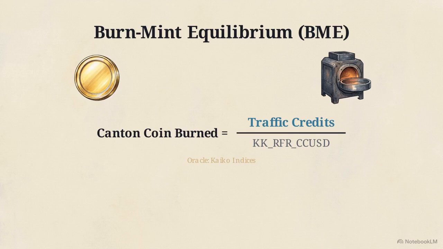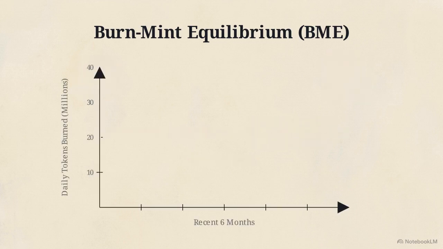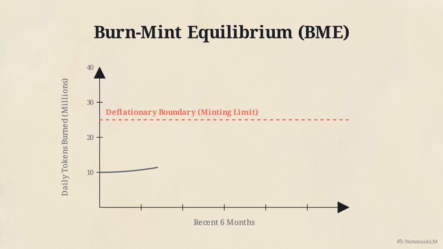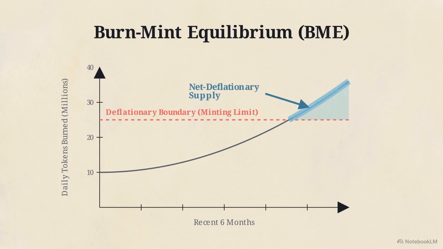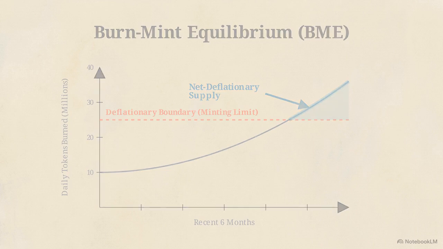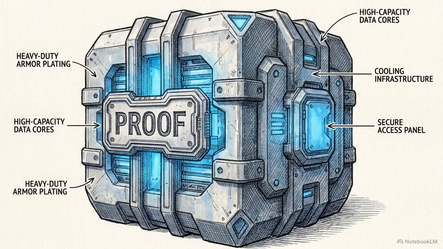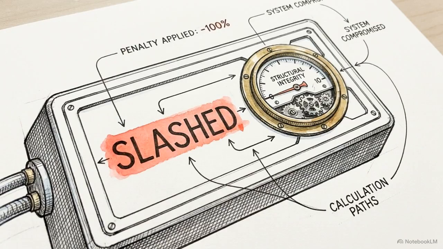Transactions consume traffic credits, which are purchased by burning Canton coin according to a dynamic on-chain exchange rate. As network utilization has surged, daily burns have grown from 10 million to over 35 million tokens. This activity has pushed the network's burn-to-mint ratio across the deflationary boundary seen here. While Canton Coin handles the gas, the underlying zero-knowledge infrastructure relies on ZK Cloud's native proof token. Compute nodes must stake proof to generate calculations and face slashing penalties if they submit incorrect data.